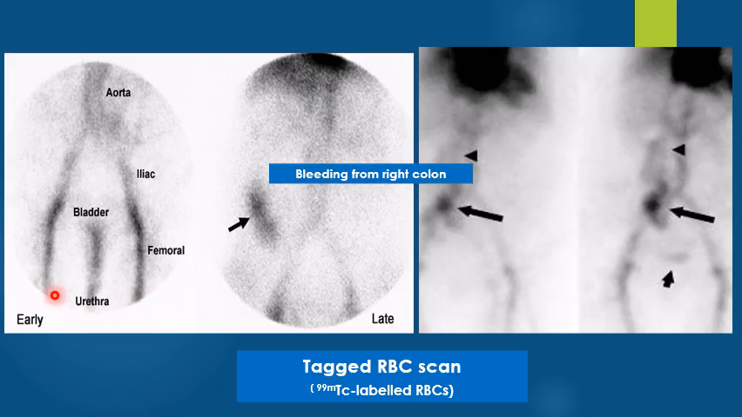aorta, iliac, and femoral vessels here. You can see they're all within the walls of the arteries. In this case, there's an extra collection of this tagged RBC in the right iliac fossa. So there's probably a focus of bleeding in the right side of the abdomen. Most probably it must be the ileocolic vessels which I showed you just now. So the bleeding must be in the cecum or ascending colon.